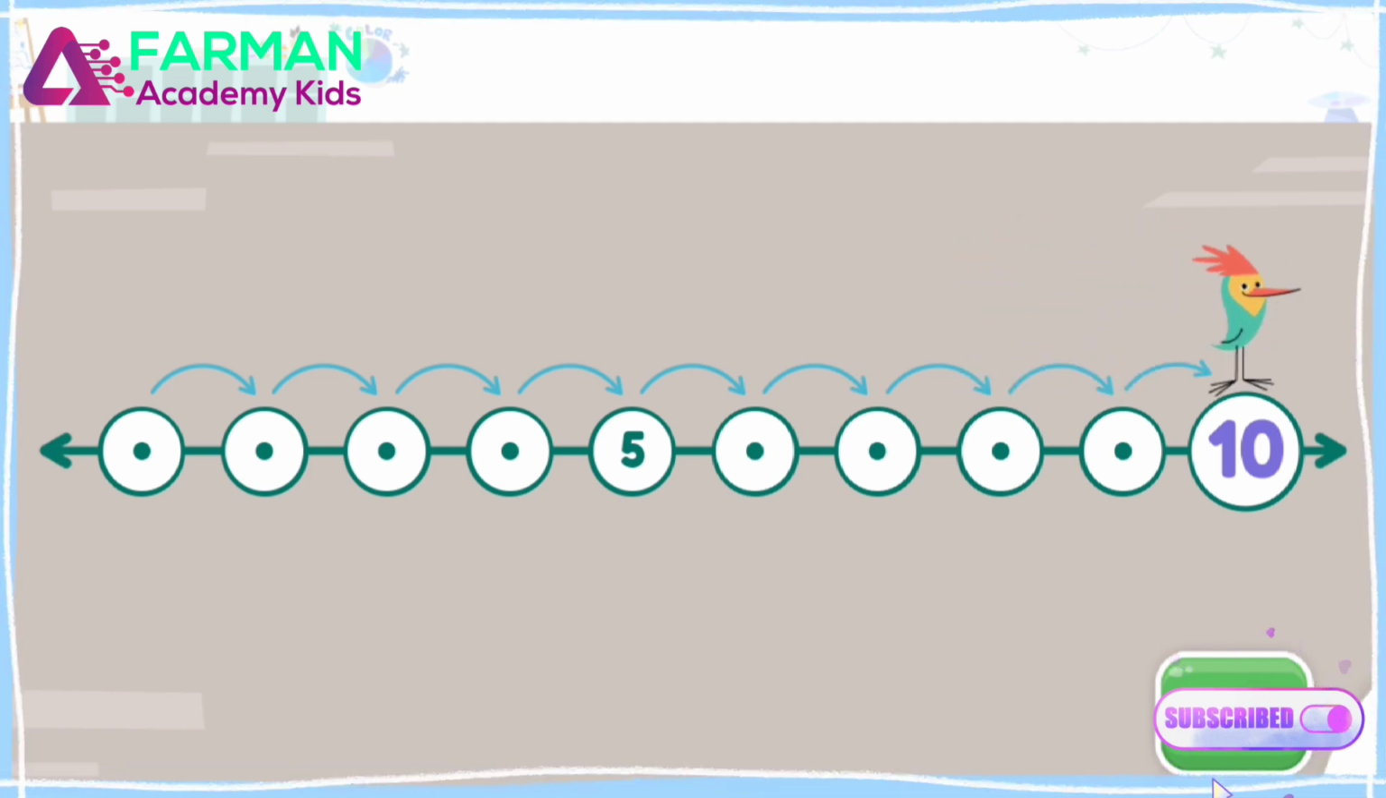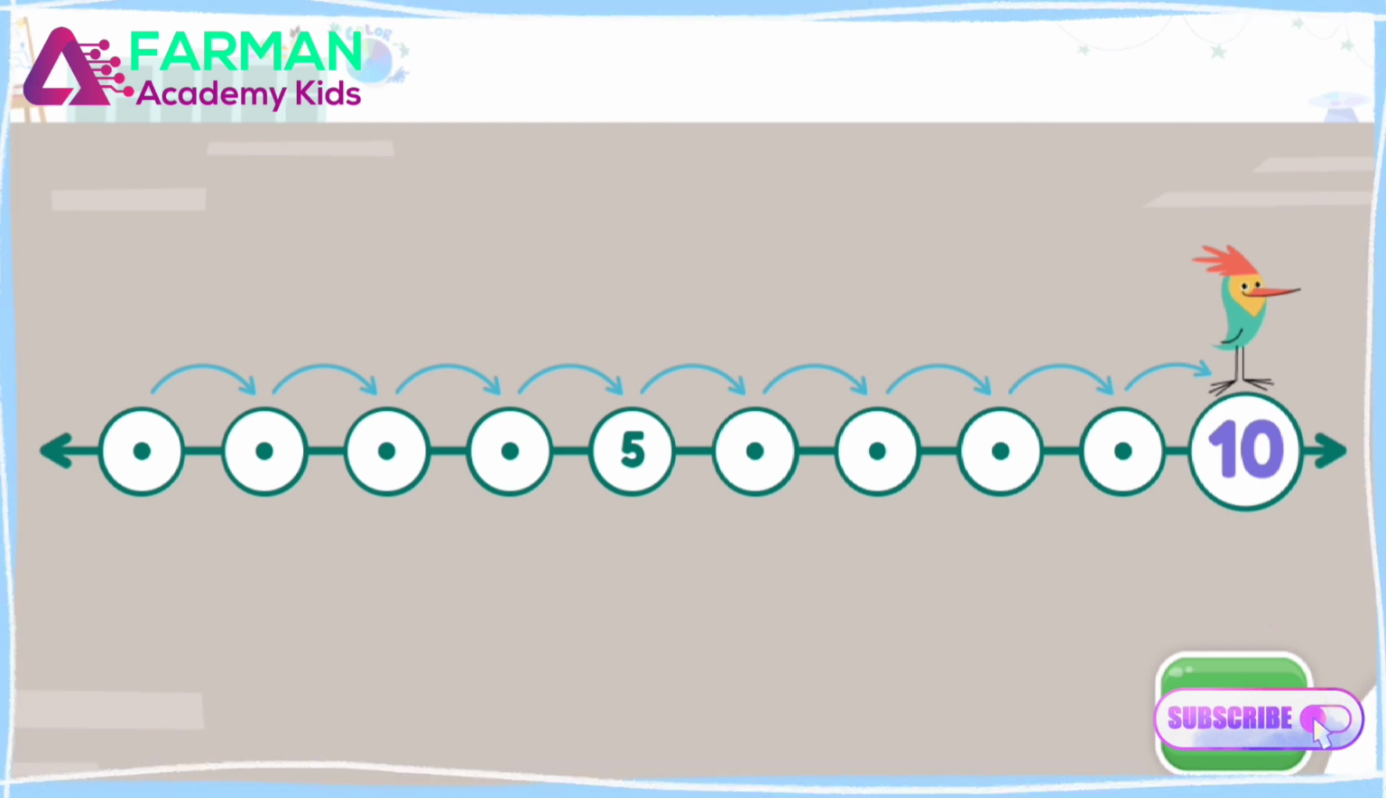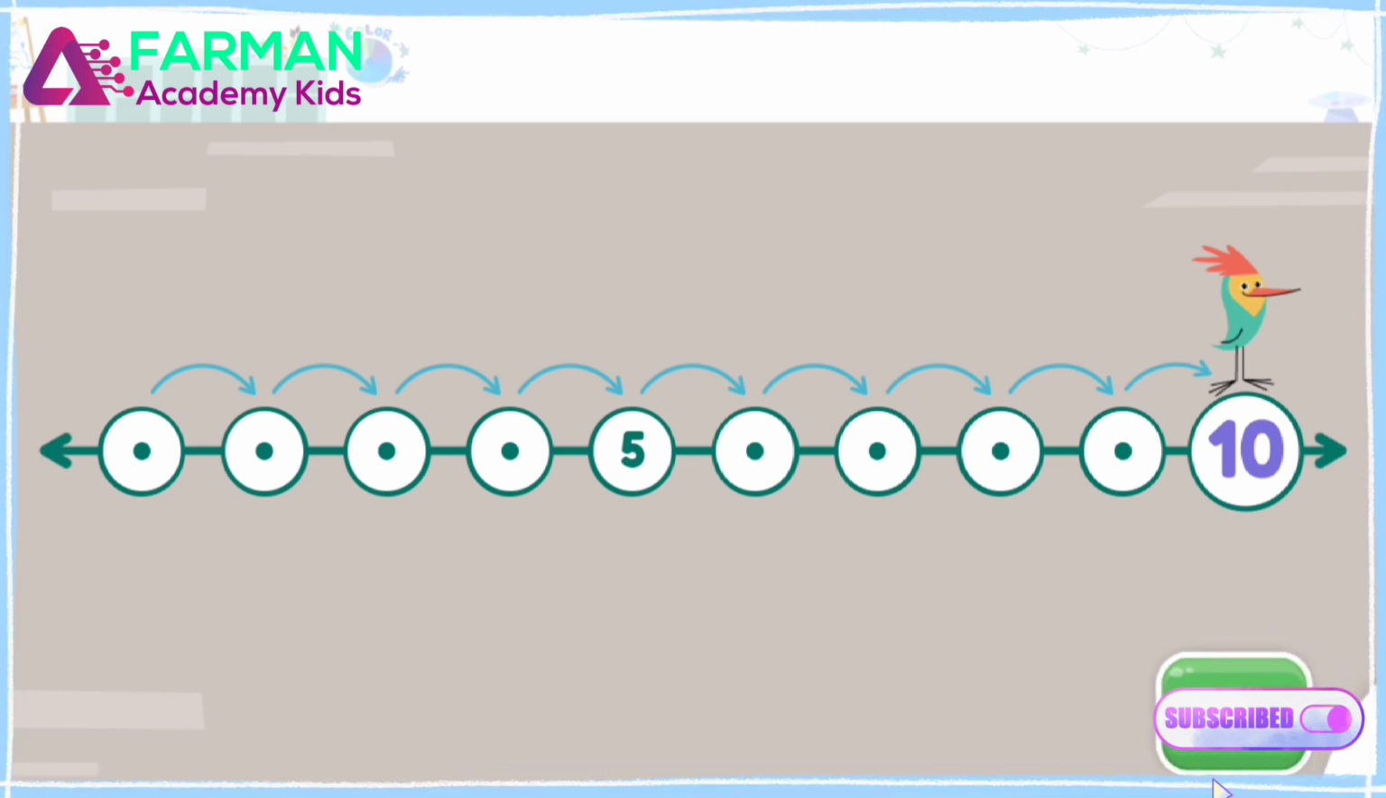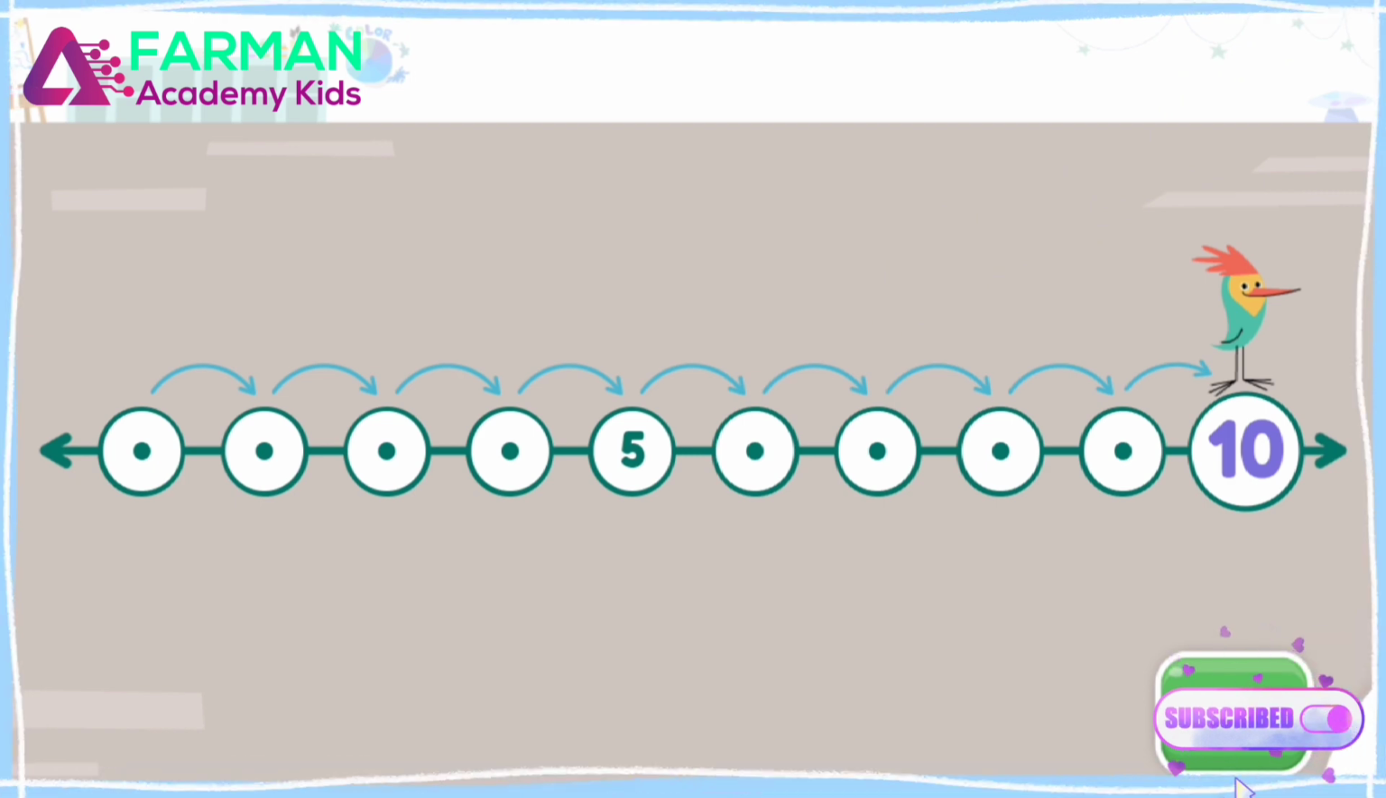Let's skip count by 5s. Drag Peck to the number 5. Then drag Peck to 10. Good job! You counted by 5s to get to 10.